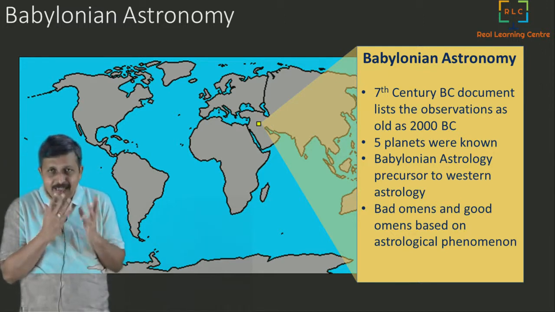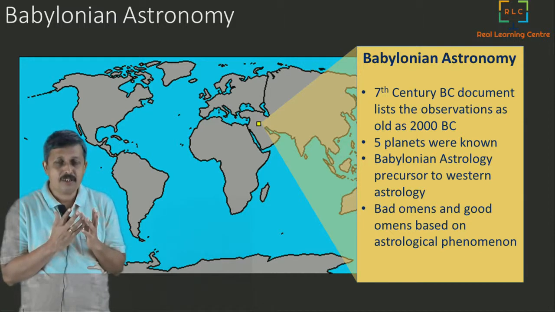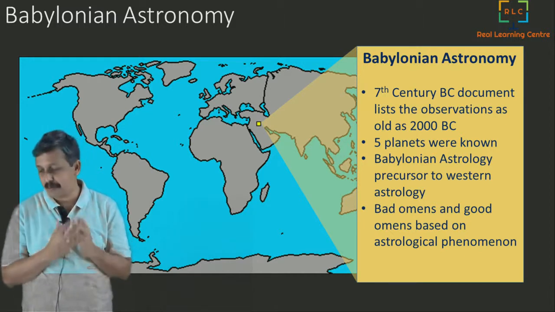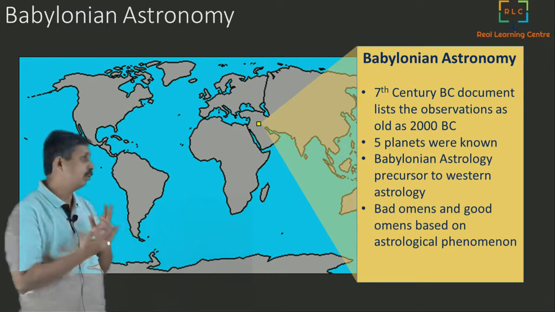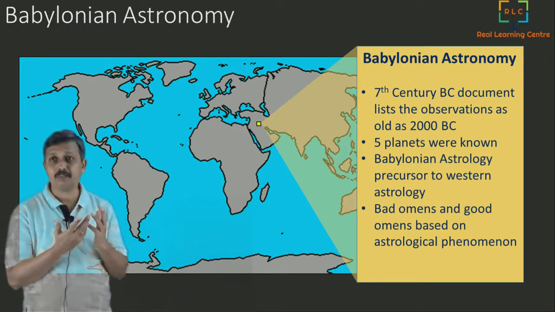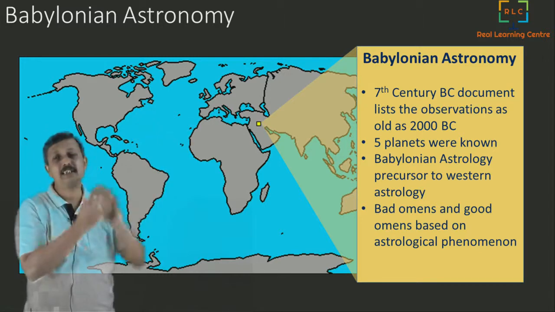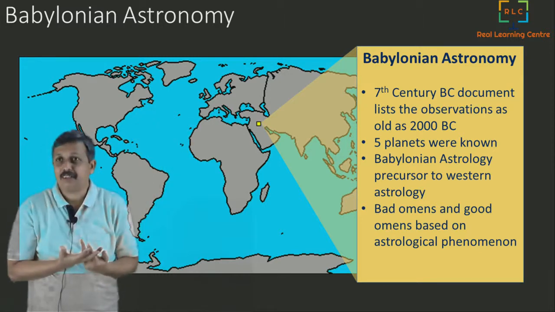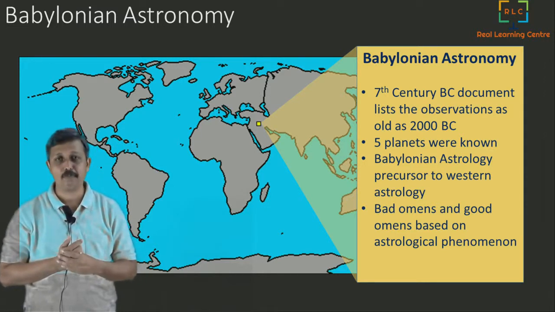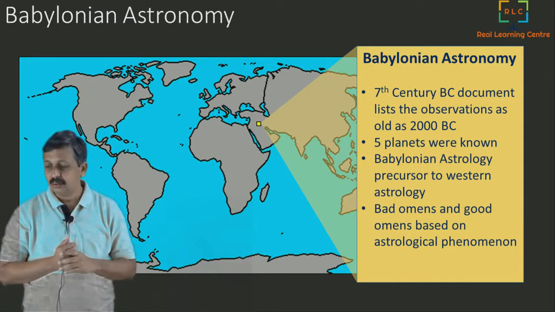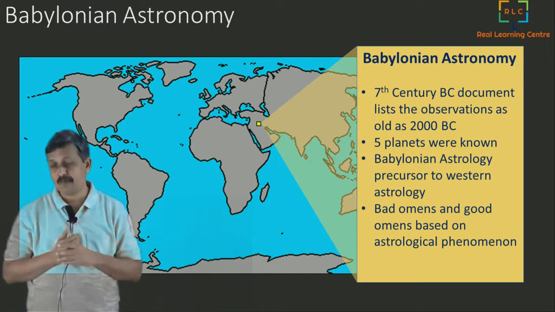In fact, they started this concept called bad omens. The word bad omen, they based it on astronomical phenomena. So if something is here and something is there, then it is a bad thing. This kind of concept started first in Babylonian astronomy. So they discovered around 5 planets that they knew.